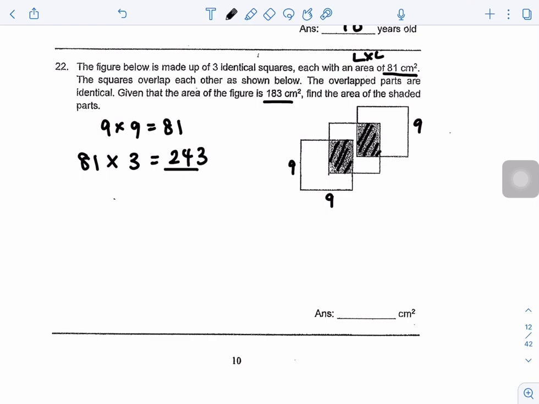So 2 of these overlap parts are missing from 183. So I'm going to do 243 minus 183, that is 60. The missing 60 cm square is a result of the 2 overlapped areas. So that is the answer, right? Find the area of the shaded parts. The shaded parts, which is the overlapping area, is 60 cm square.